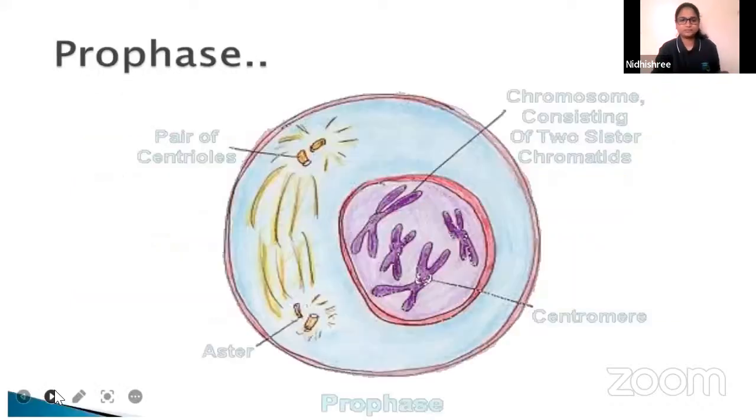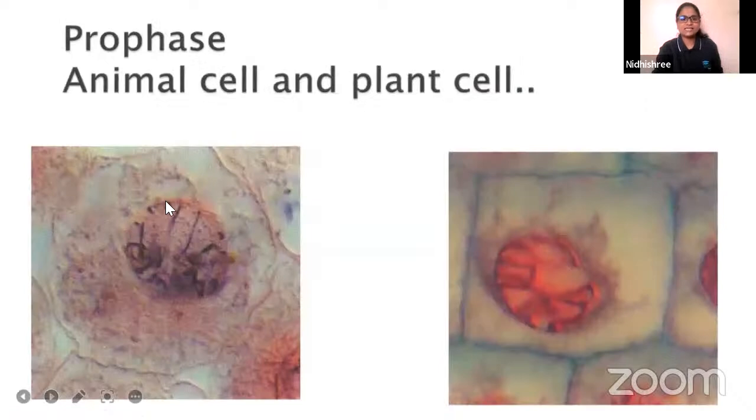Okay, next. So this is a prophase condition. Centrioles start moving, they just initiate. See, in animal cell and in plant cell, the prophase condition in animal cell, the prophase condition in plant cell.